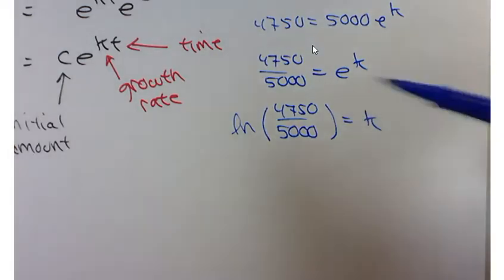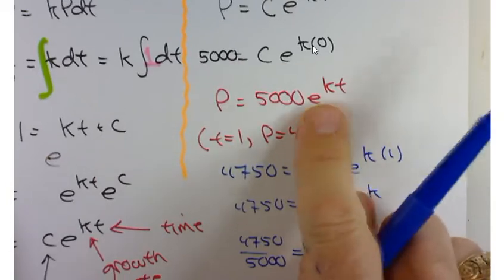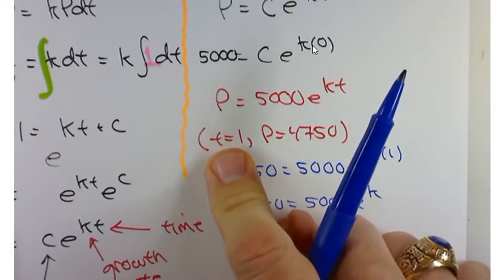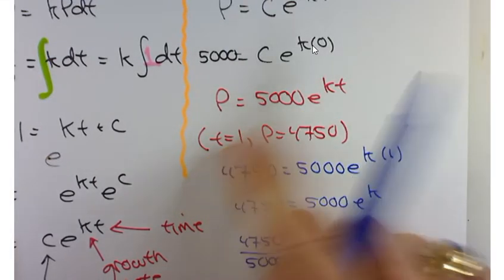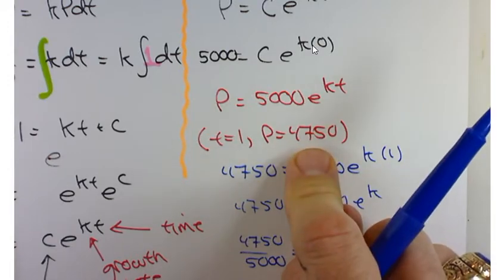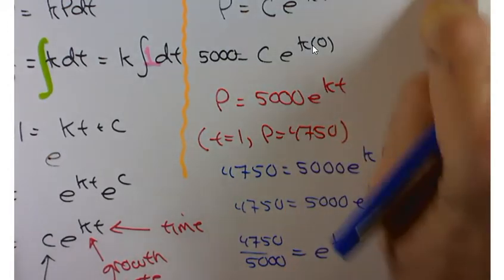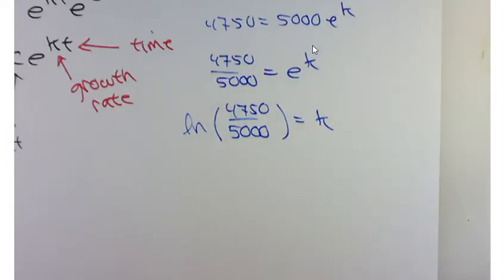I'm guessing that k is going to be negative. Why? Because after 1 year, 1 unit, 1 hour, whatever this time period is, your population or initial amount decreased. So it's not growing exponentially, it's decreasing exponentially. So I expected a negative value for k. Let's see if that's true.